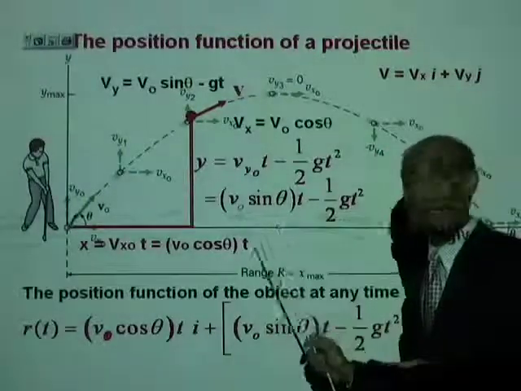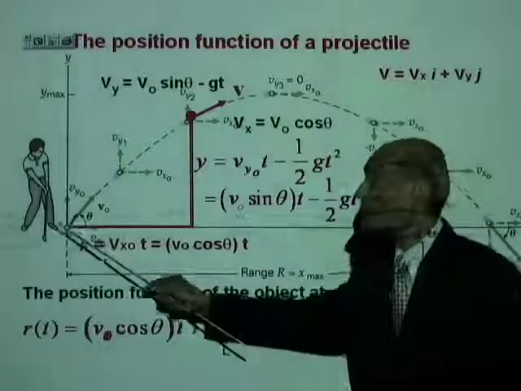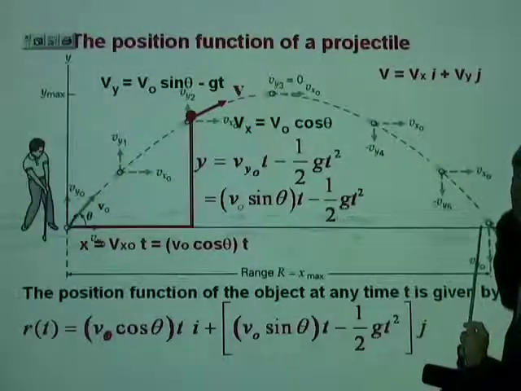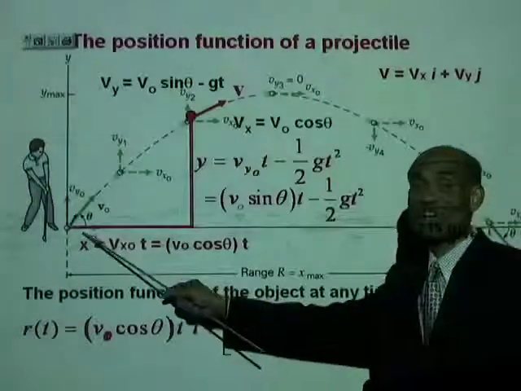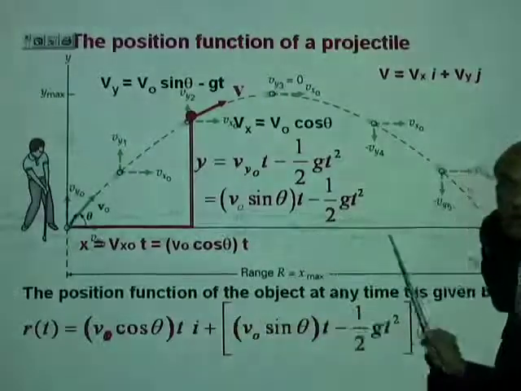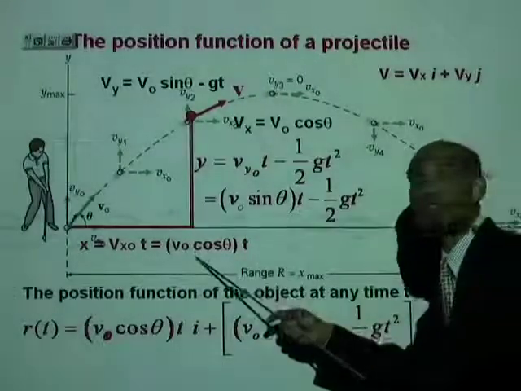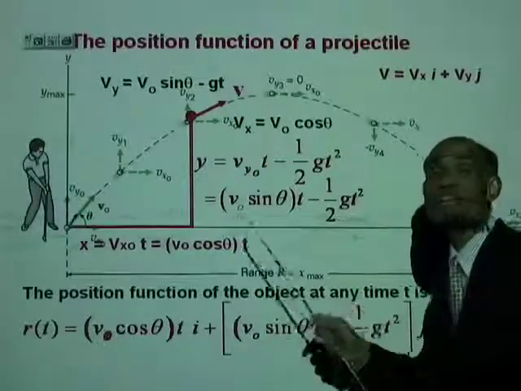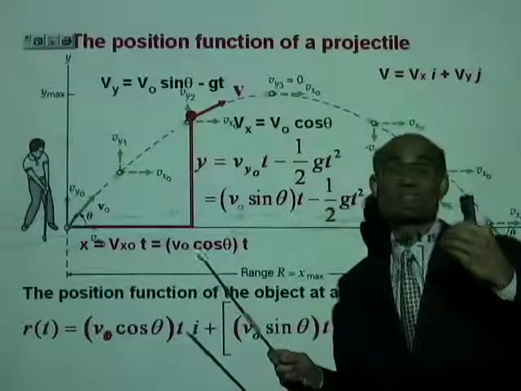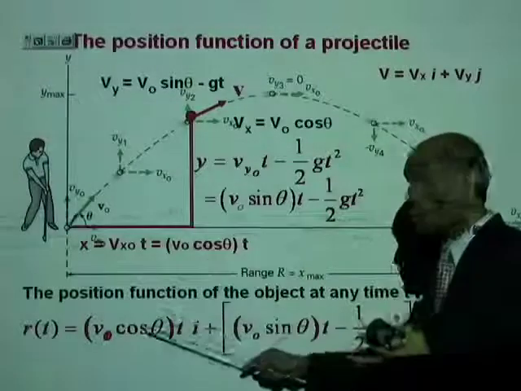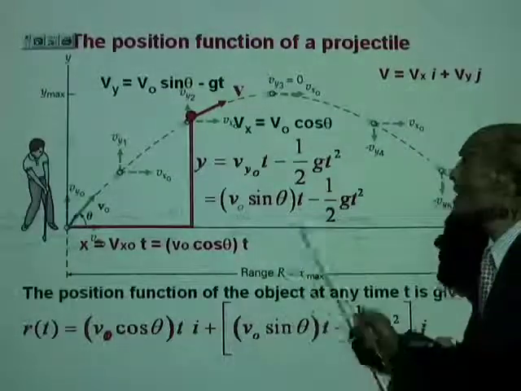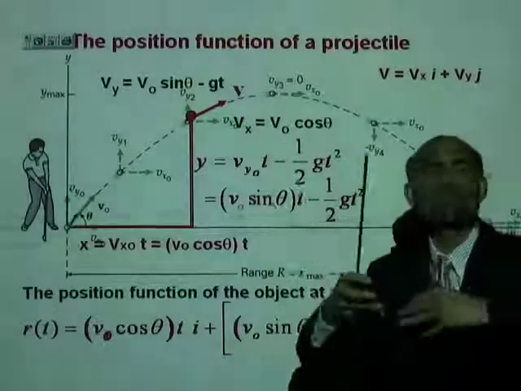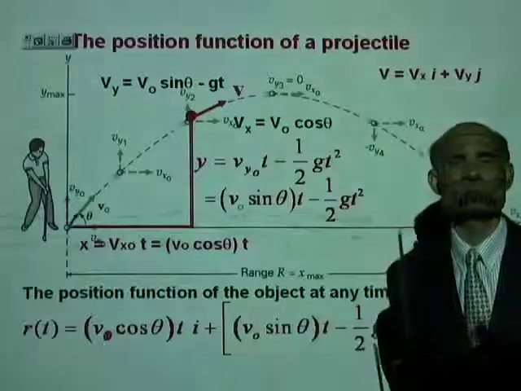Is that right? When this t is the time of flight, the projectile has come back to the same horizontal level. It has covered this horizontal distance given by V0 cos theta multiplied by t. This t is now the time of flight. Okay, so once you know this equation and this equation, you can solve any projectile problem.